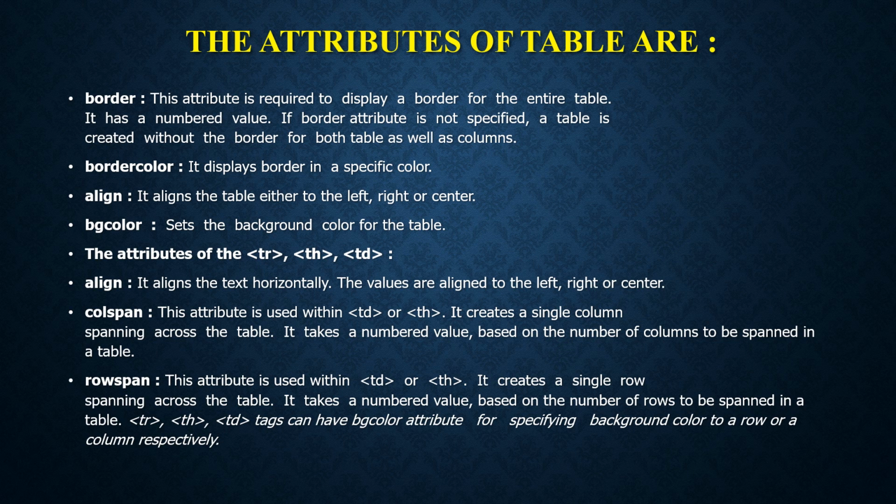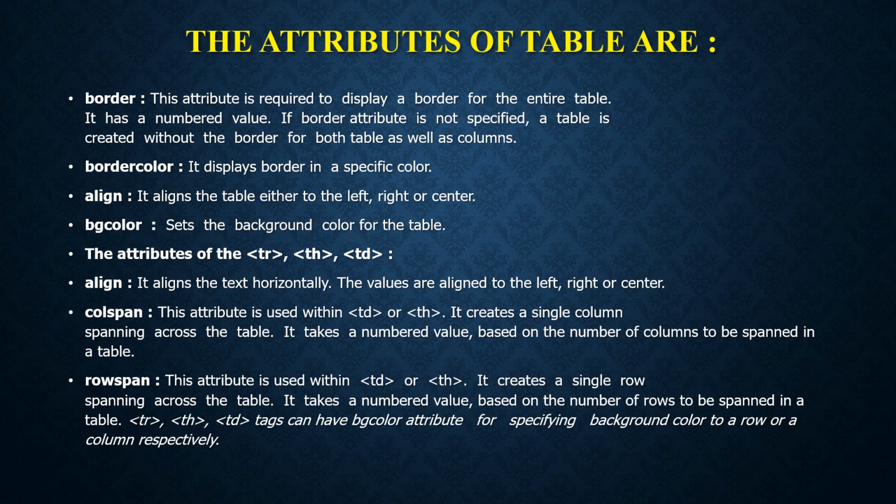Next one is align, which aligns the table either to the left, right or the center. BG color sets the background color for the table. Now the attributes of the tr, th and td tags. First one is align, which aligns the text horizontally. The values are align to left, right and center.